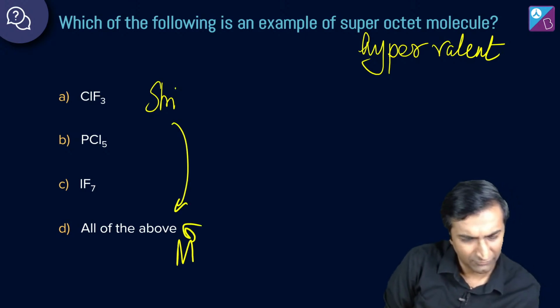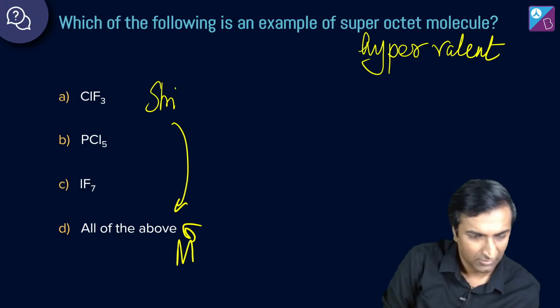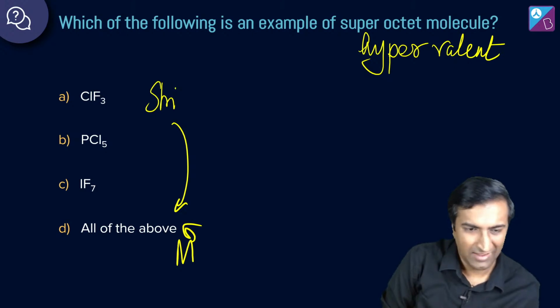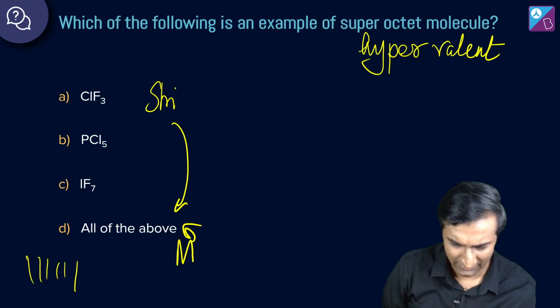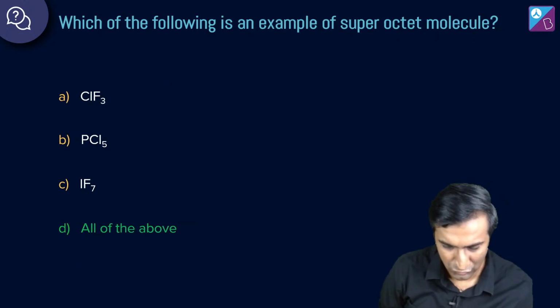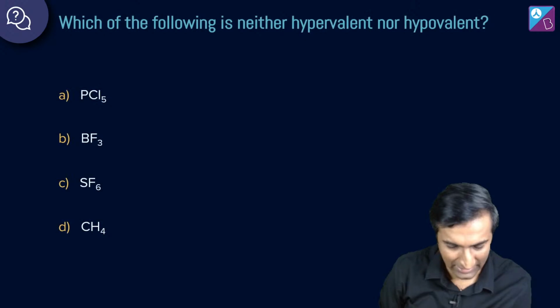And what is Anita's name again? Devanshi. Okay. Vaishnavi with D. Abhinandan with D. Awesome. Yeah. 1, 2, 3, 4, 5, and 6 of you saying D. Yeah, I think that works, guys. All of these are super octet molecules. Excellent work. अगला वाला करते हैं.